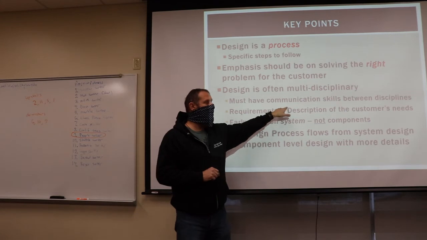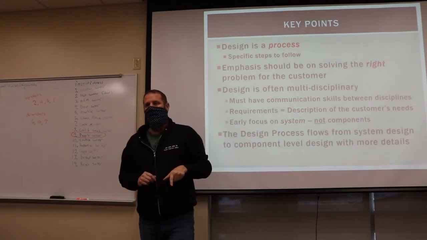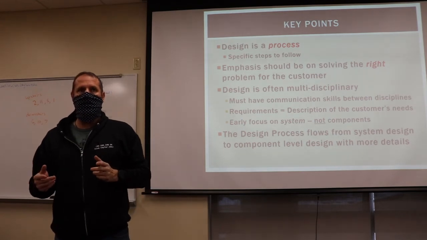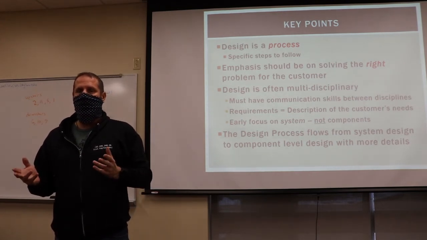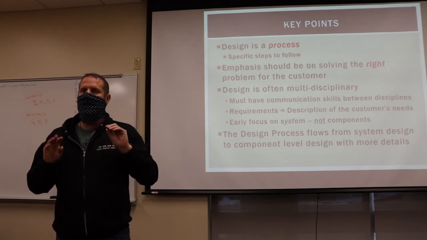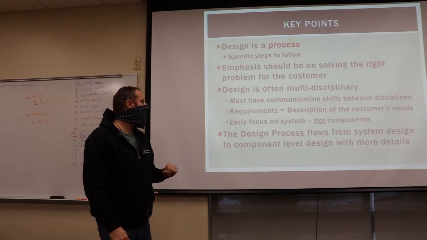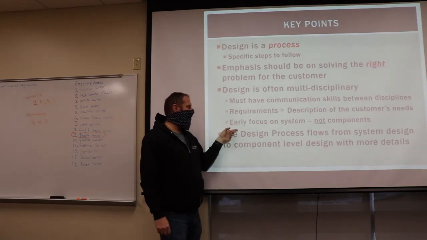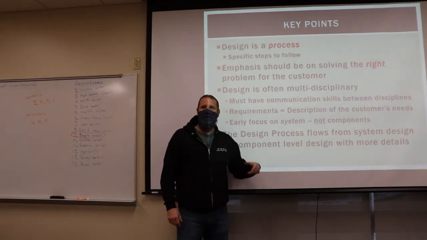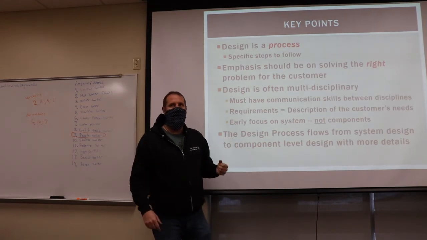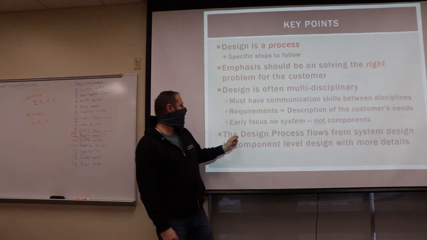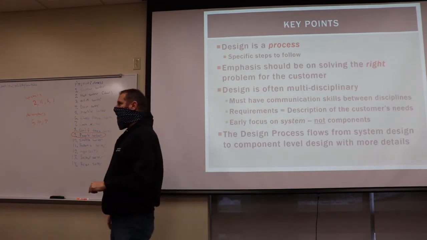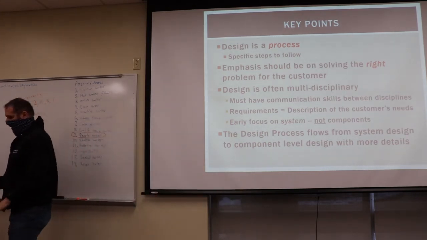So what that means is that we must be able to communicate to those people. A lot of times this is where we have problems, because we're each thinking of something different. We're not speaking the same language. We've already talked about requirements. Early focus on the system: again, starting at that system level and then working down. Flows from system design to component level design with increasing complexity.